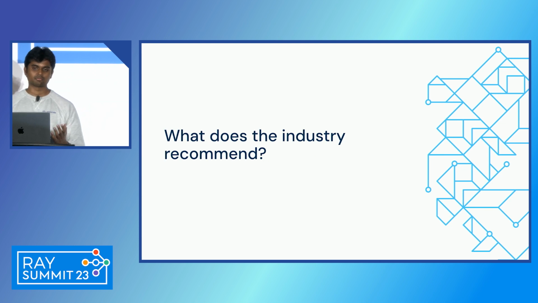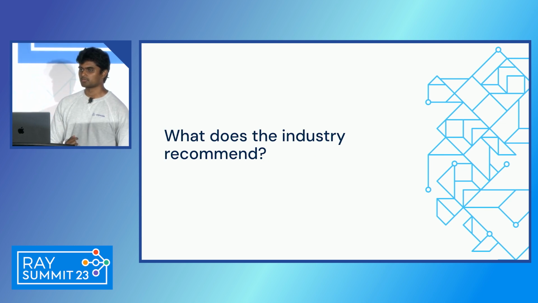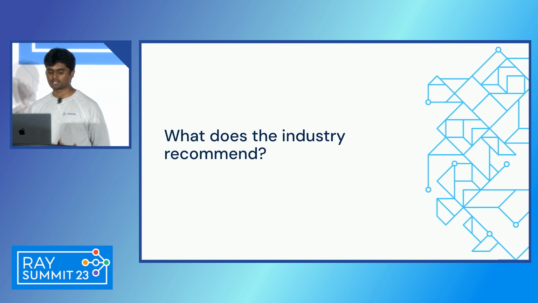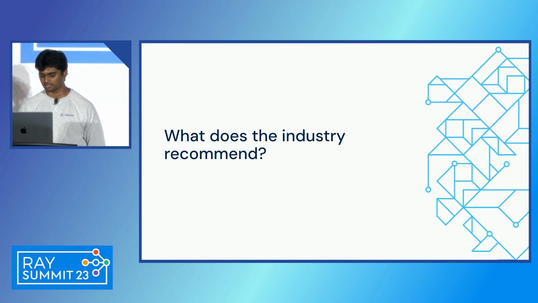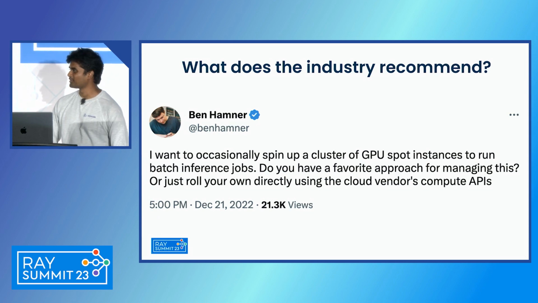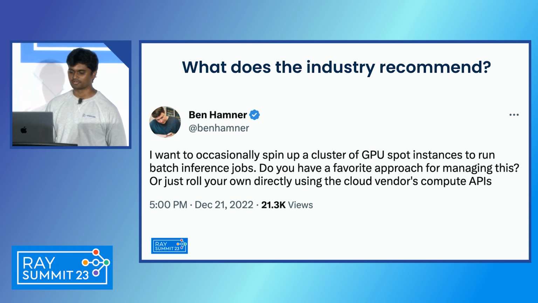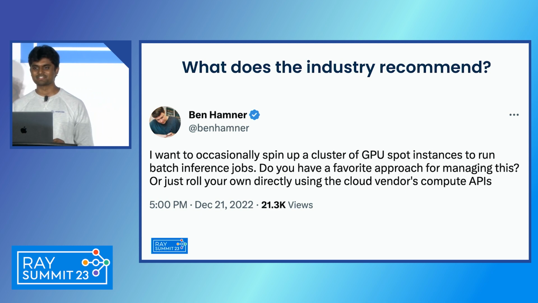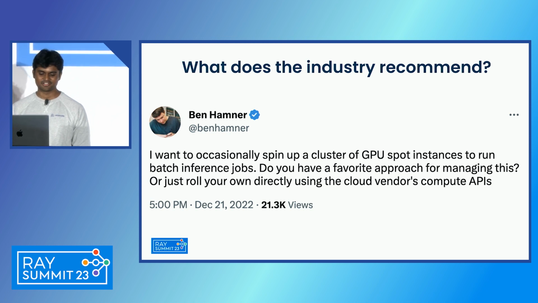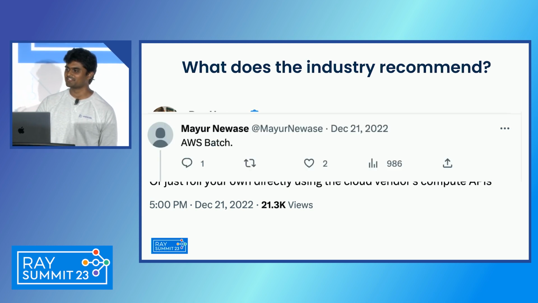So now let's go into what the industry really recommends, right? What is the best solution that people are recommending for addressing these 4 challenges? This is one tweet that I saw from Ben Hamner, who's one of the creators of Kaggle. He posed this question on Twitter saying, I want to spin up a bunch of GPU spot instances to run batch inference jobs. What is everyone's favorite approach? We can take a look at some of the responses to see how the industry is thinking about this. The first response is very definitively just use AWS Batch.